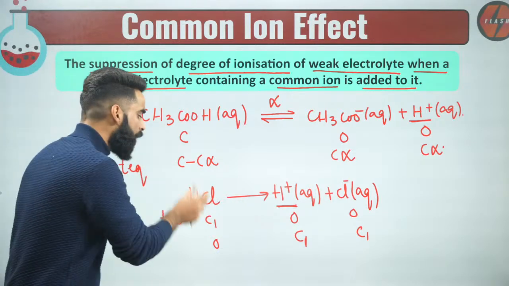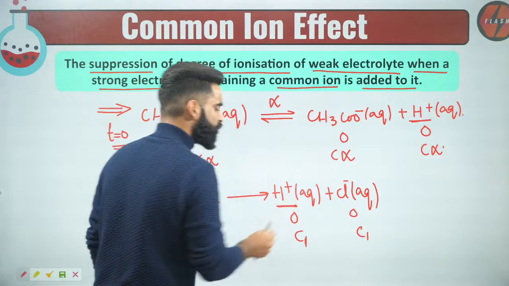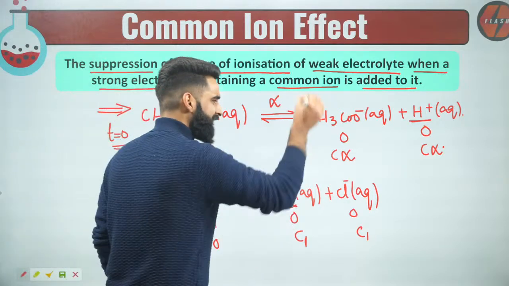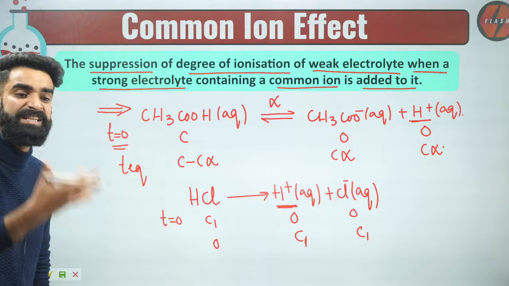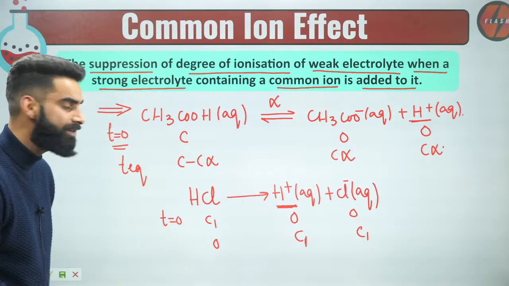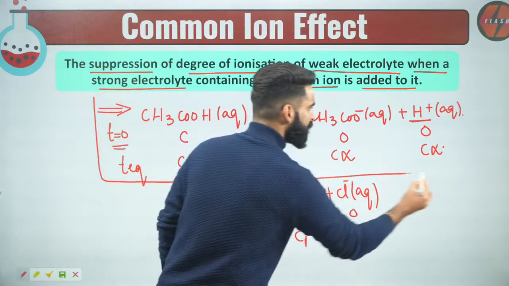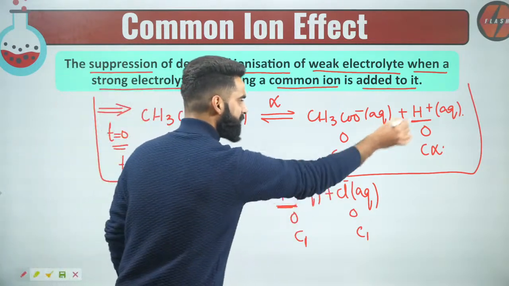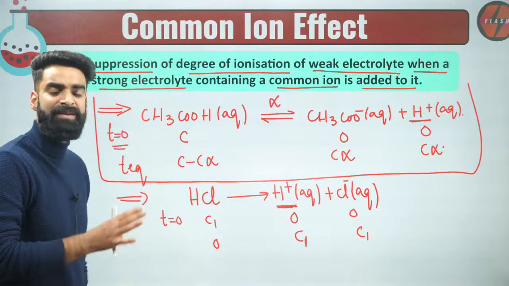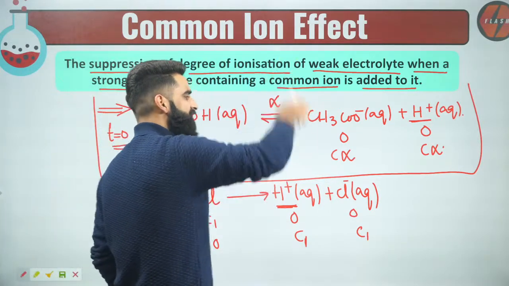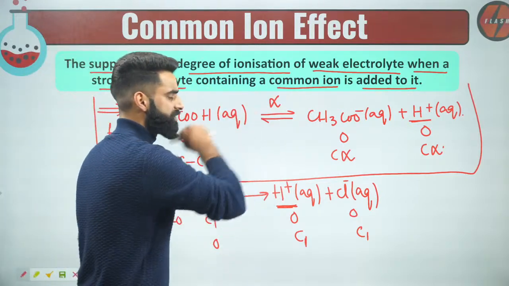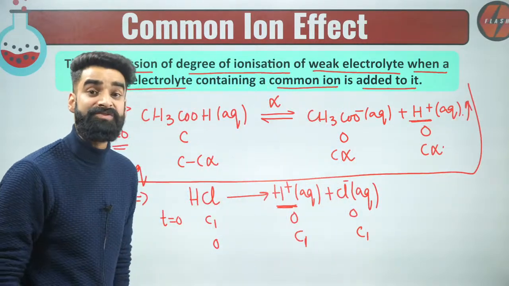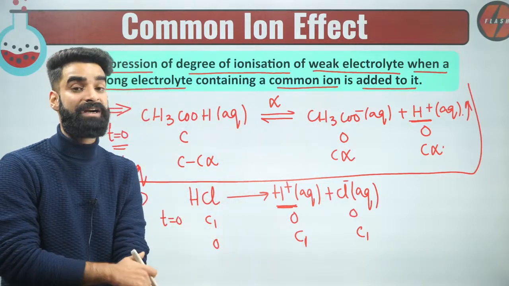Now, when I dropped the strong electrolyte which contains a common ion in the same container, can I say the net H positive concentration in the container will increase? Absolutely. Initially, I had only the weak electrolyte in equilibrium with its ions. Since the reaction was in equilibrium, if H positive concentration increases, equilibrium will try to decrease the concentration of H positive, as per Le Chatelier's principle.